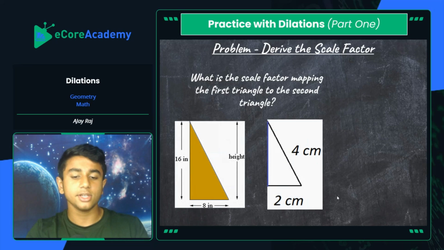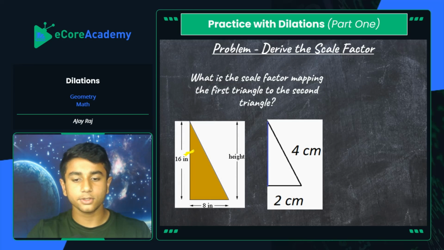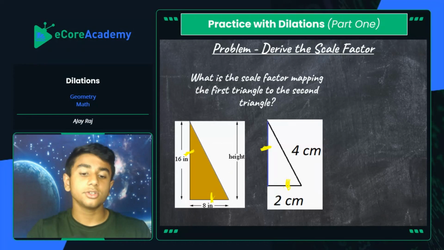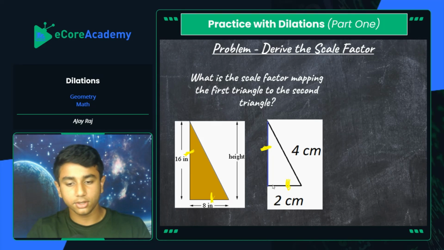All mapping means is what basically dilates this first triangle to the second triangle. So we're going to look at these side lengths, and we can see that this side here that I'm marking off corresponds to this side here because it's the second longest side, and this bottom side here corresponds to this bottom side here. Since we've figured out the corresponding sides of these triangles, we can immediately calculate the dilation process and the scale factor.